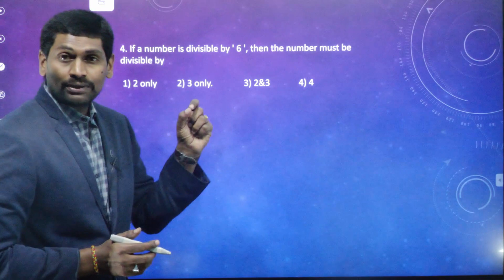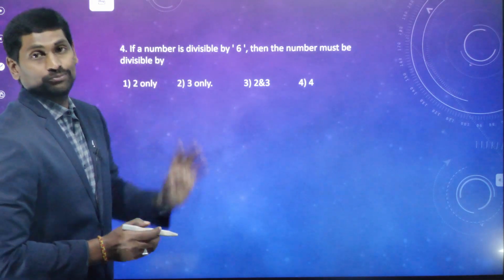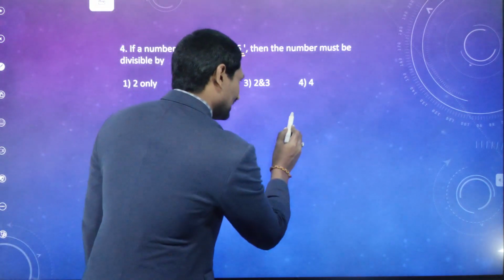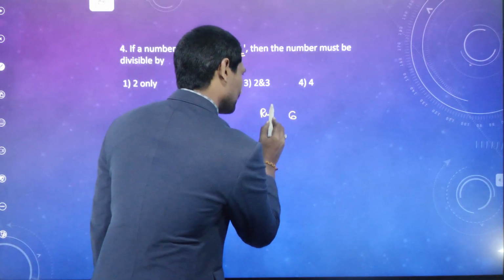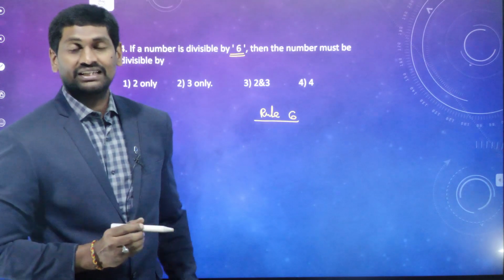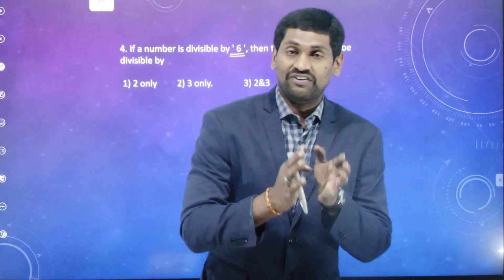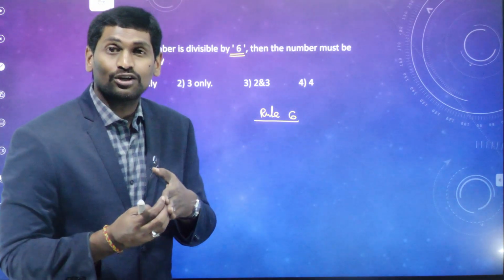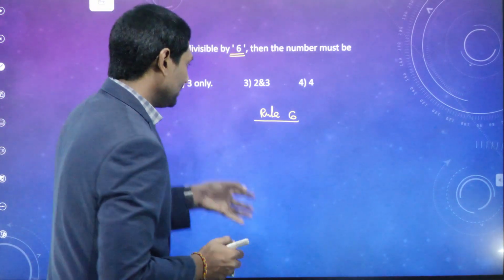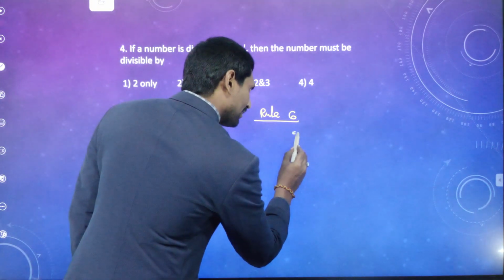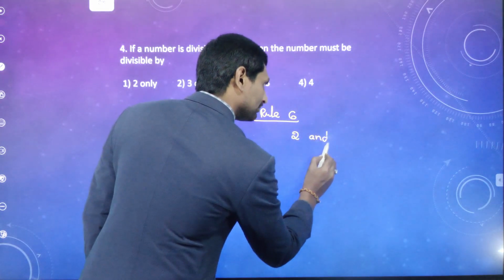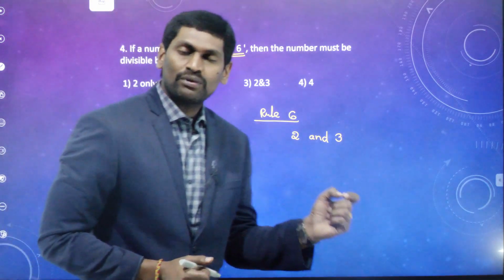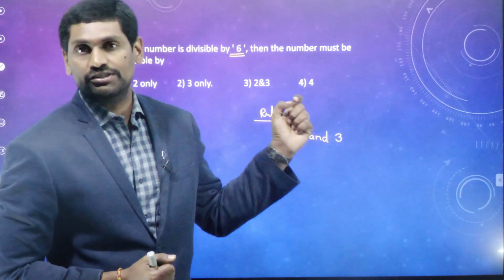Problem number 4. If a number is divisible by 6, yes, this rule we did not discuss yet. Let us see the divisibility rule for 6. The divisibility rule for 6 does not have any specific rule of its own. The rule for 6 is taken from the rules of 2 and 3. That means if a number is divisible by both 2 and 3, then the number is exactly divisible by 6.